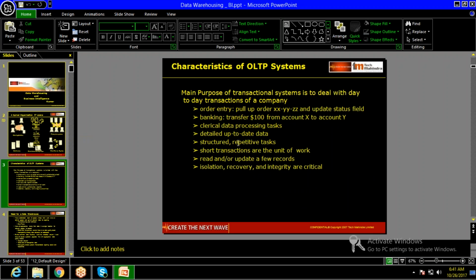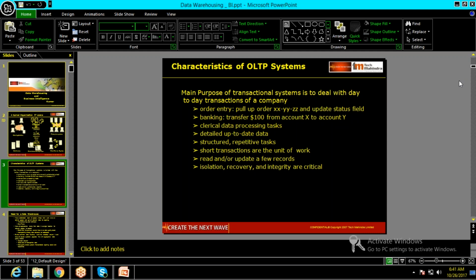SCD means slowly changing dimension. Yesterday we discussed the dimensions and fact tables, but we didn't discuss the SCD types. SCD types are important for the DWBA concepts. Here in the PPT there is DWBA concepts, SCD types. So today we will discuss the SCD types.